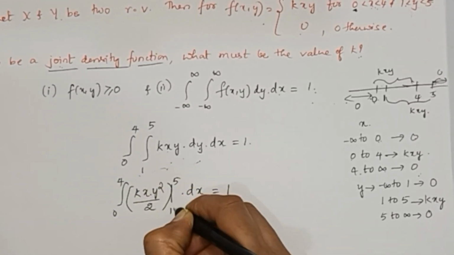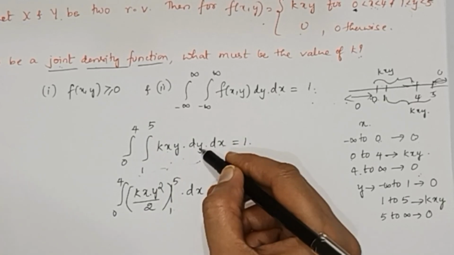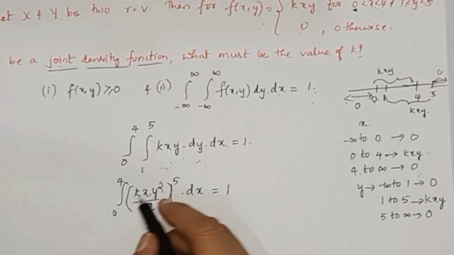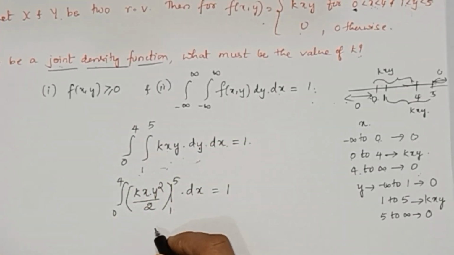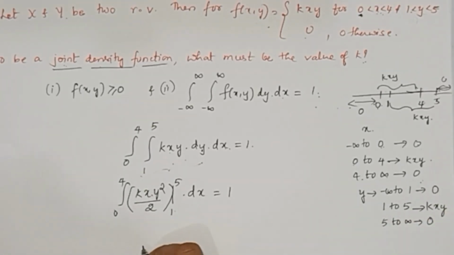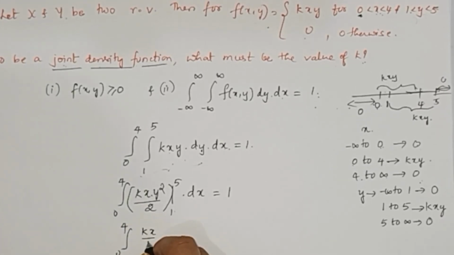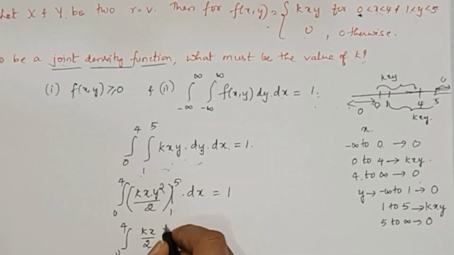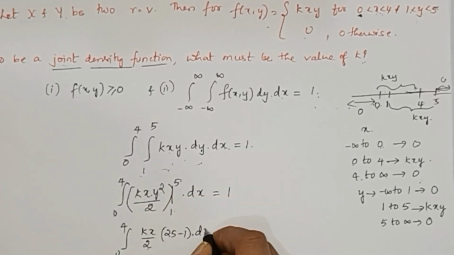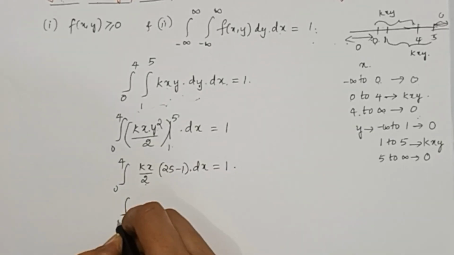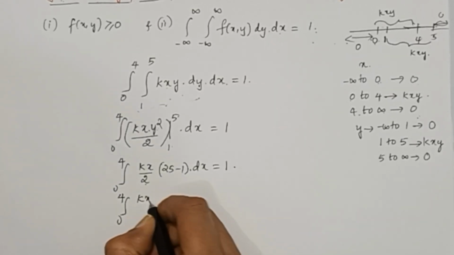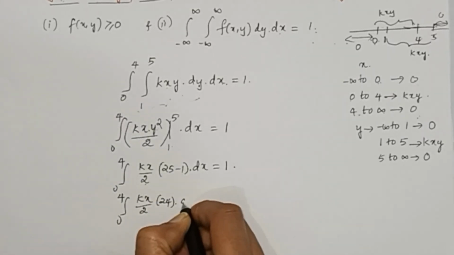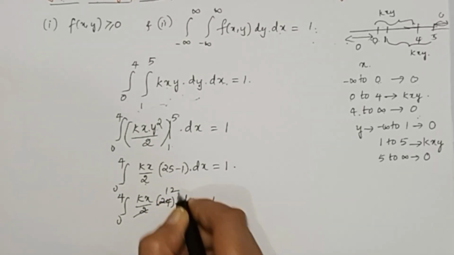From 1 to 5 means these are the y limits, and here the outer x limits. So now apply the limits, then go for integration once again. So here you have 0 to 4 as it is, k is a constant, x is a constant, kx by 2, then y square: applying the upper limit 5 square, 25, minus the lower limit 1 square which is 1, dx is equal to 1. So 0 to 4, here kx by 2 into 24 into dx equal to 1. This is 2 ones, 2 12s.